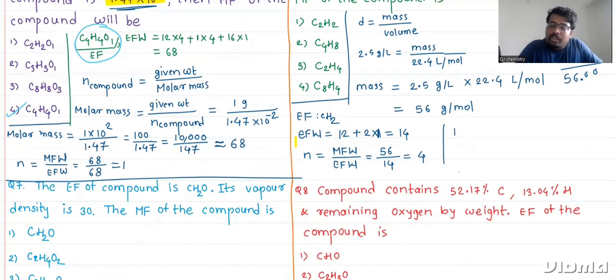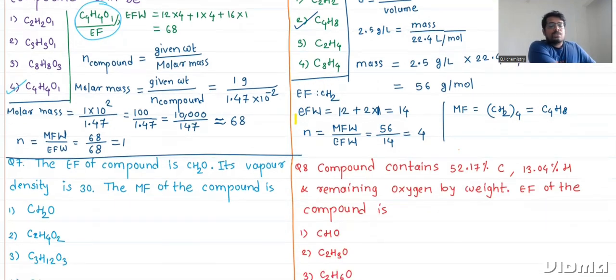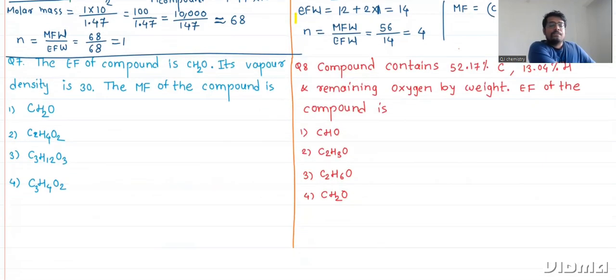Now the molecular formula is equal to empirical formula multiplied by n. So empirical formula is CH2 multiplied by 4. So the molecular formula of the compound becomes C4H8, right? C4H8. Good.